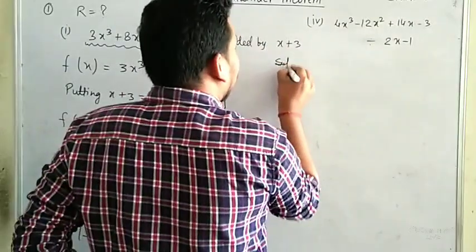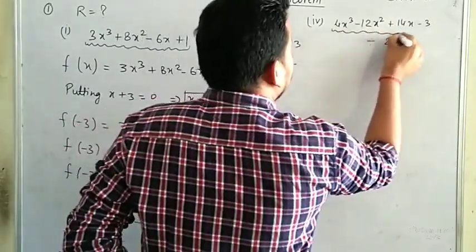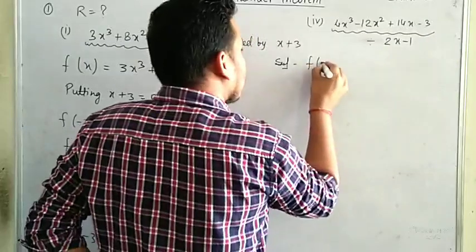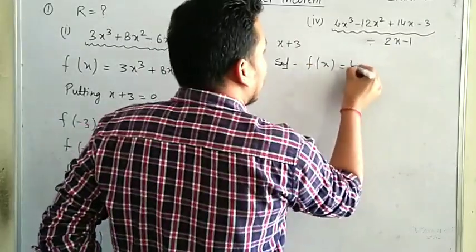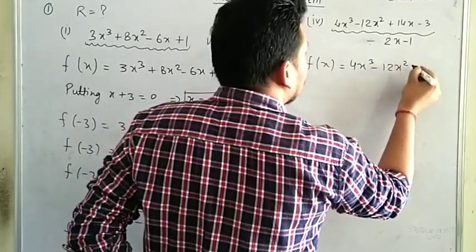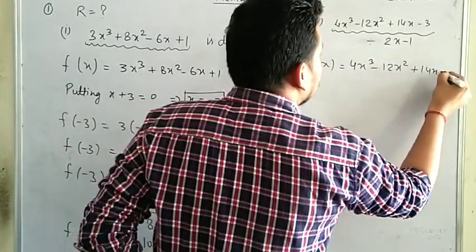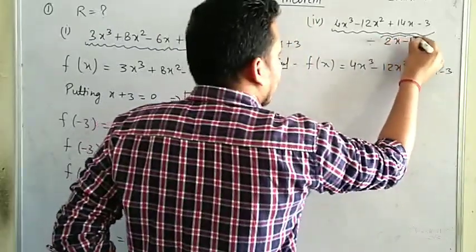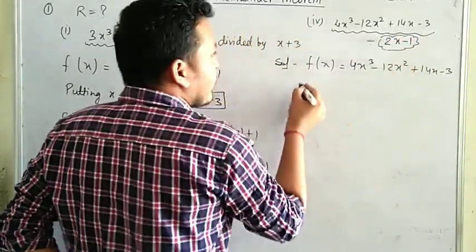Now the solution of the given question. First of all, let this be the algebraic expression, so suppose it is f(x). f(x) is equal to 4x cube minus 12x square plus 14x minus 3. Then divisor. What is our divisor? Divisor is equal to 2x minus 1.